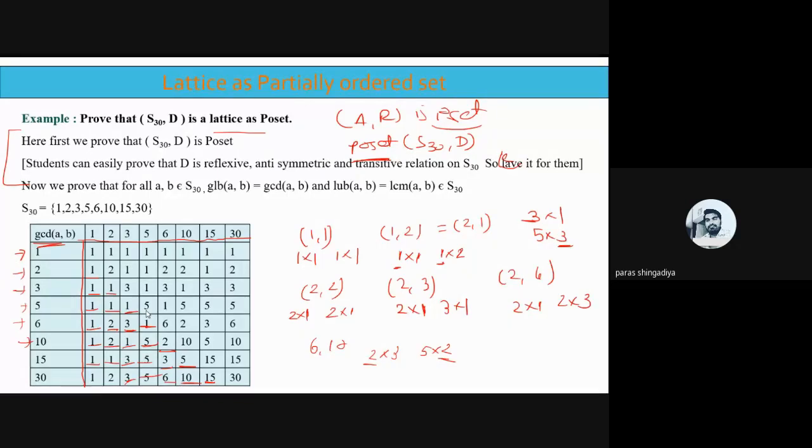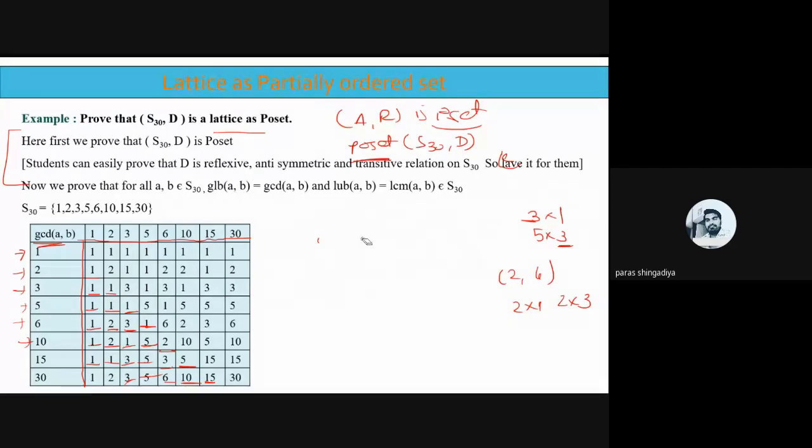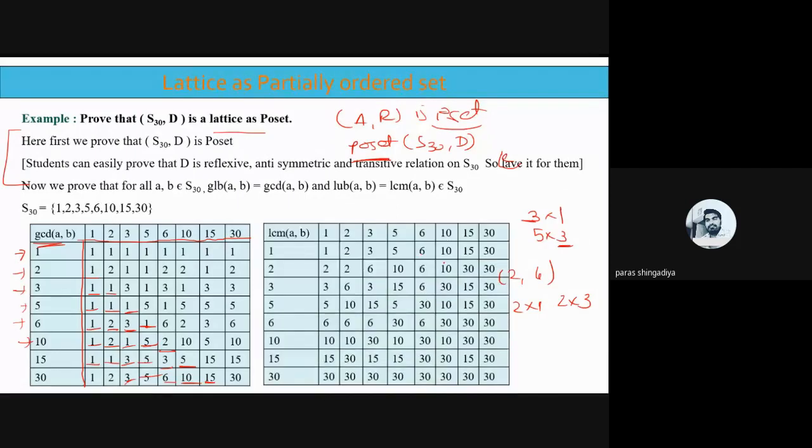Clear? And now let us check the LCM. You have to prepare such a table again. Clear? And consider all such possibilities, all such pairs, to identify the LCM of AB, for all AB belonging to S30. And this is a table of LCM. Consider each value in this column, 1, 2, 3, 5, 6, 10, 15, 30, and consider each value of S30 as a row, 1, 2, 3, 5, 6, 10, 15 and 30. And here you have to derive the LCM by creating all such pairs.